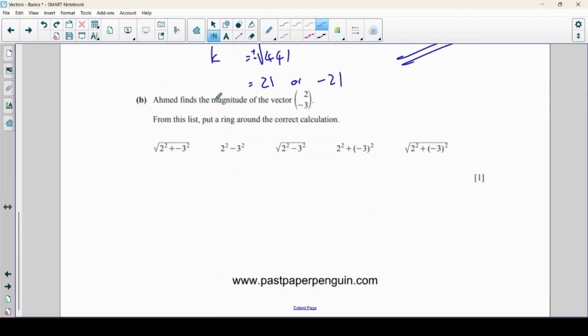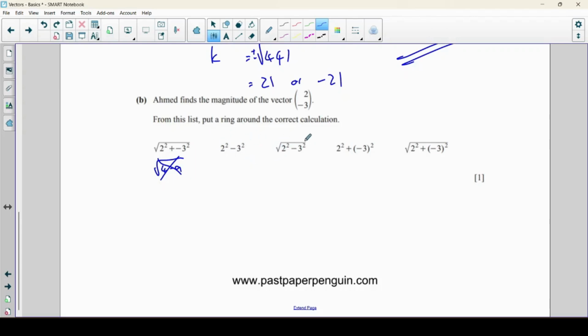Part B here, Ahmed finds the magnitude of vector (2, -3). From this list, put a ring around the correct calculation. Okay, so this one here is not okay. If you did this one, BIDMAS tells you to do 3 squared first and then put the negative in, so you'd end up subtracting 9. So this would give you 4 take away 9. Doesn't work.